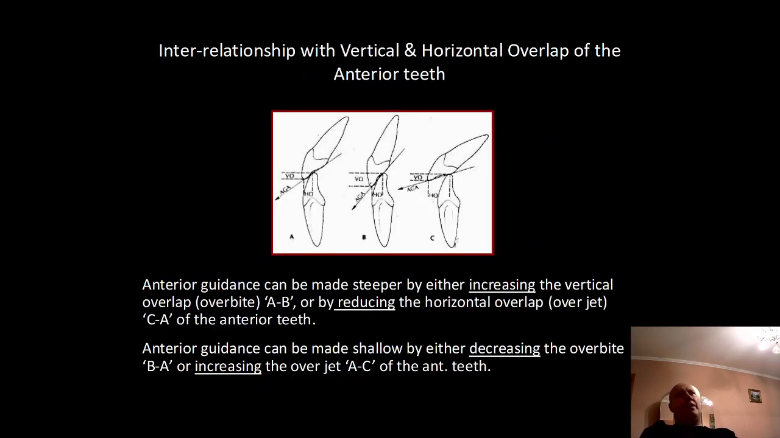Interrelationship with vertical and horizontal overlap of the anterior teeth. Anterior guidance can be made steeper by either increasing the vertical overlap (overbite) or by reducing the horizontal overlap (overjet) of the anterior teeth. Anterior guidance can be made shallow by either decreasing the overbite and/or increasing the overjet of the anterior teeth.